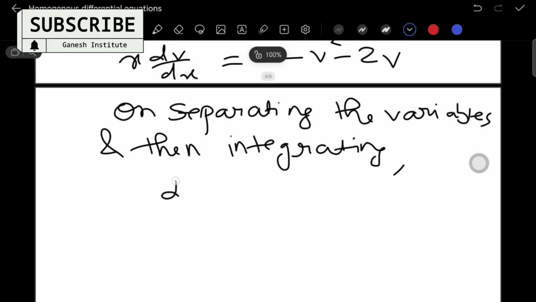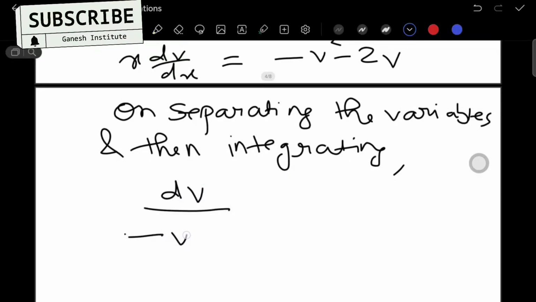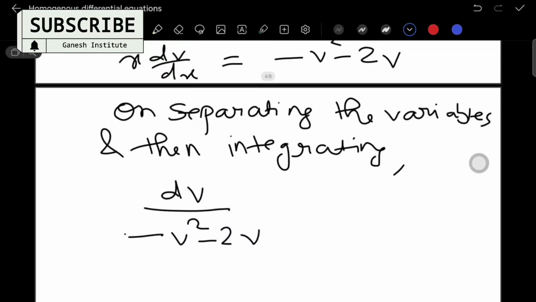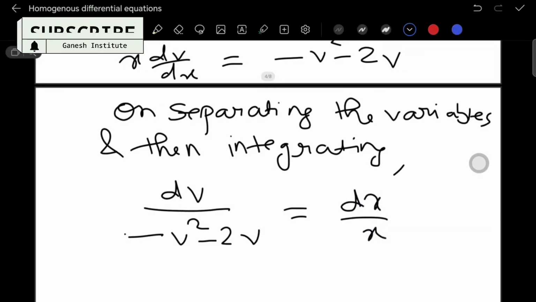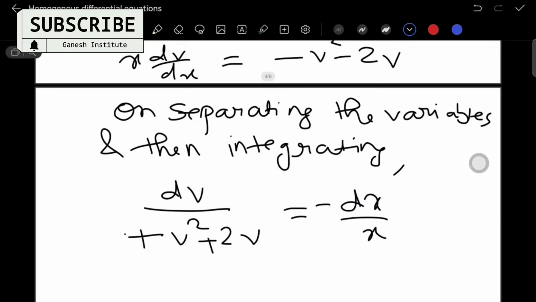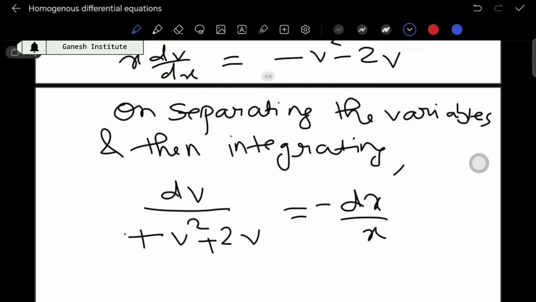Okay, so dv is here. I'm bringing this down, minus v square minus 2v, and this is dx by x. I can make it plus also by keeping it minus. Correct?